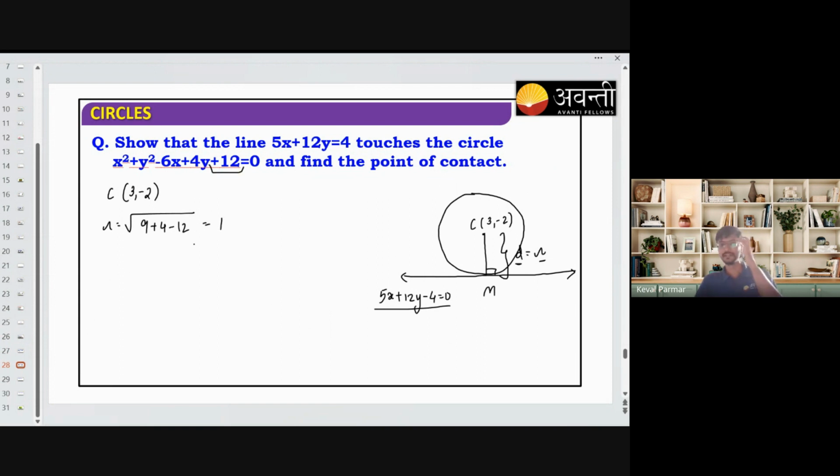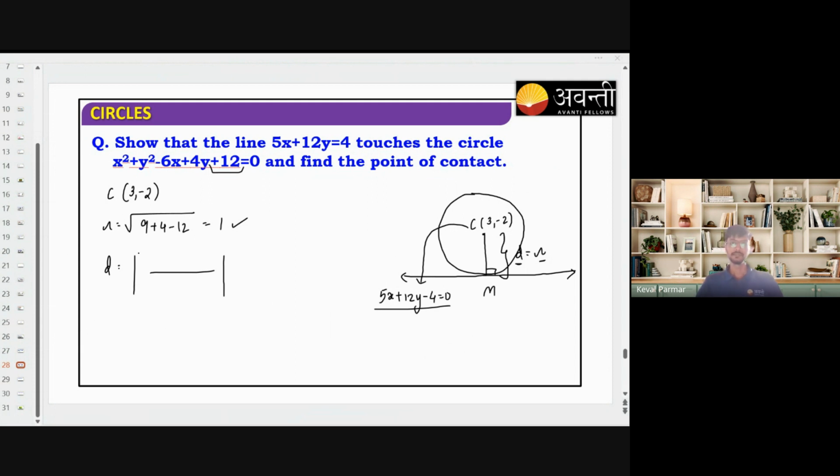So 1. I think radius is 1, right? So we got the radius. Now it's time to find d. Now d is the perpendicular distance of point C from this line. So what do we do to find perpendicular distance? We substitute the point in the equation of line. So let us substitute the point in the equation of line.